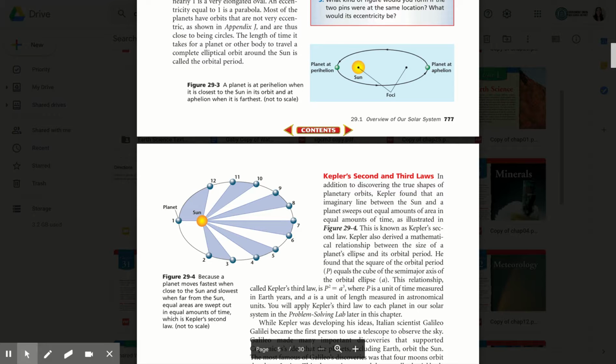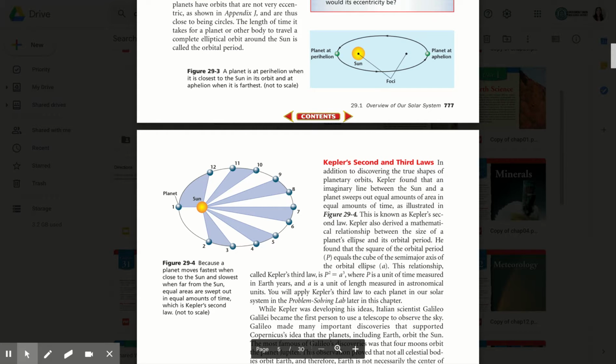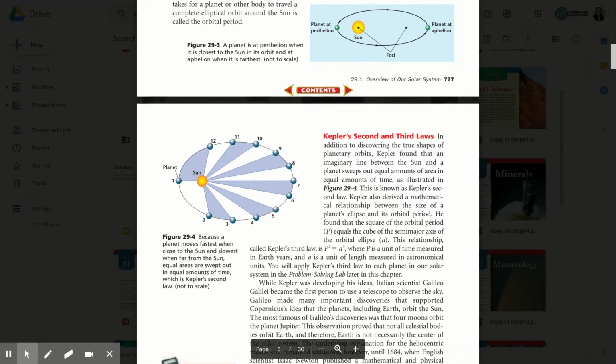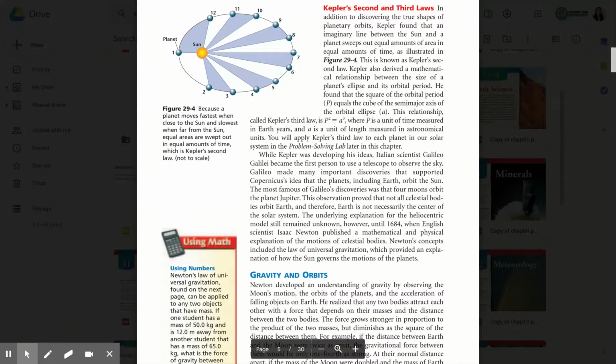The length of time it takes for a planet or other body to travel a complete elliptical orbit around the sun is called the orbital period. Kepler's second and third laws.